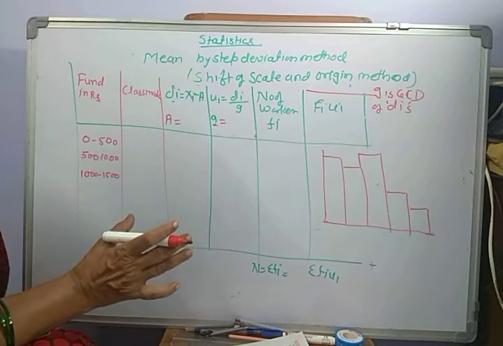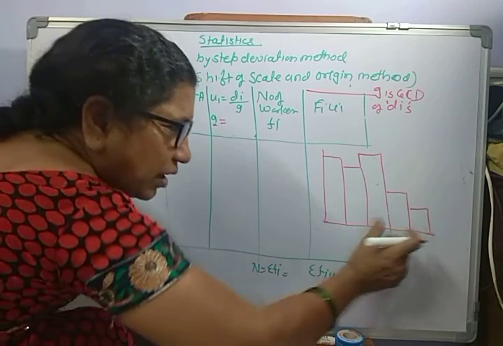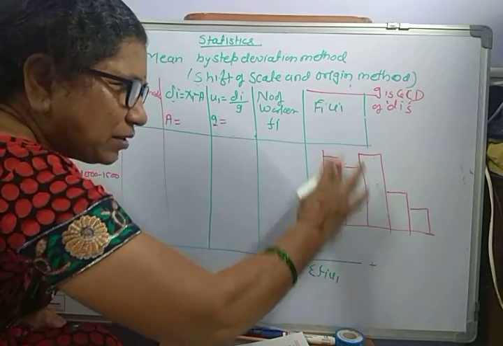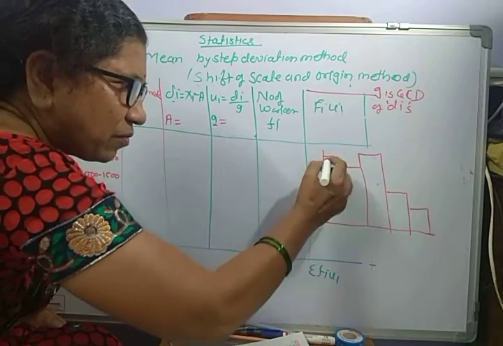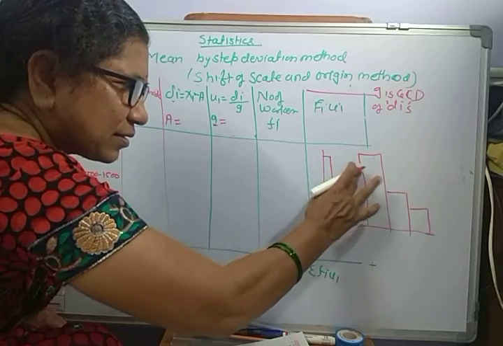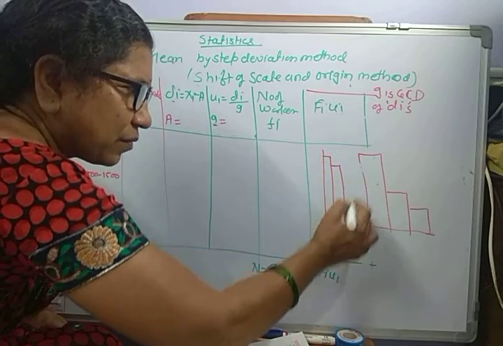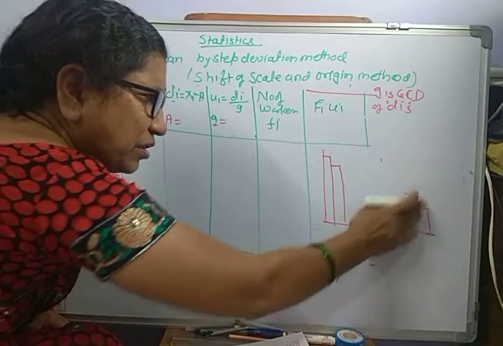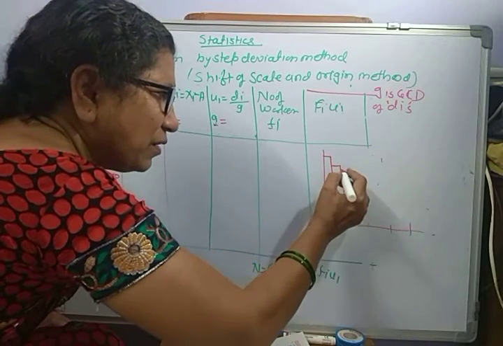If you cannot accommodate such classes, then you shrink the classes, make smaller classes. So these classes can be shrunk still more, just like this. And here you can take origin, shift of origin.